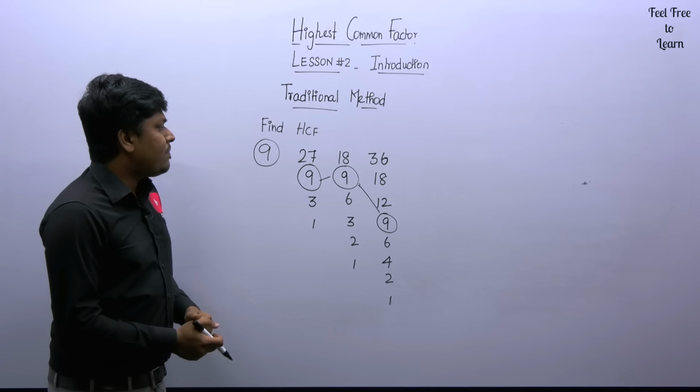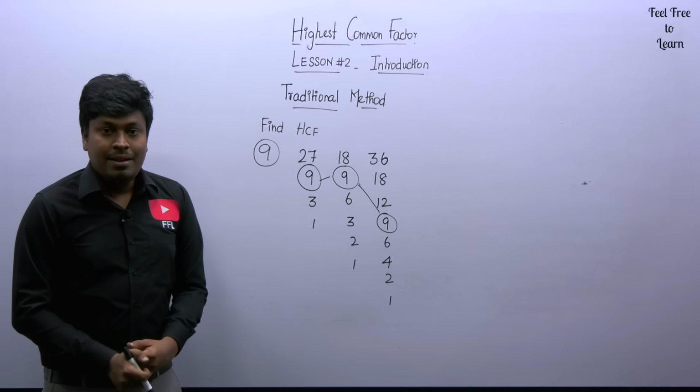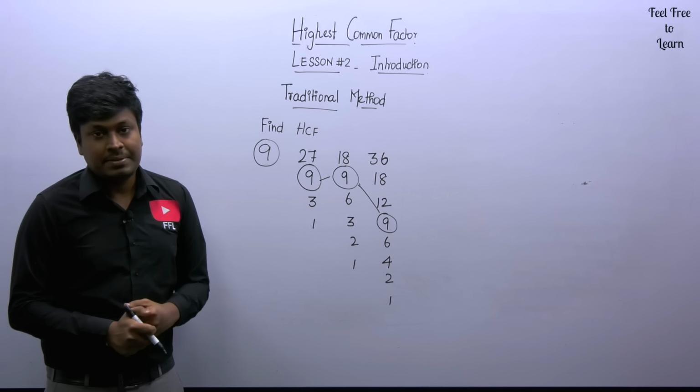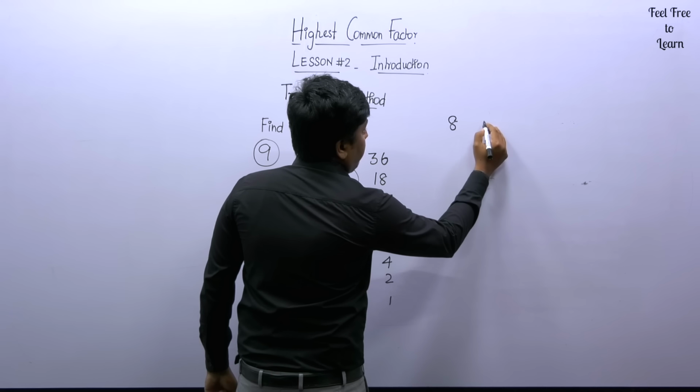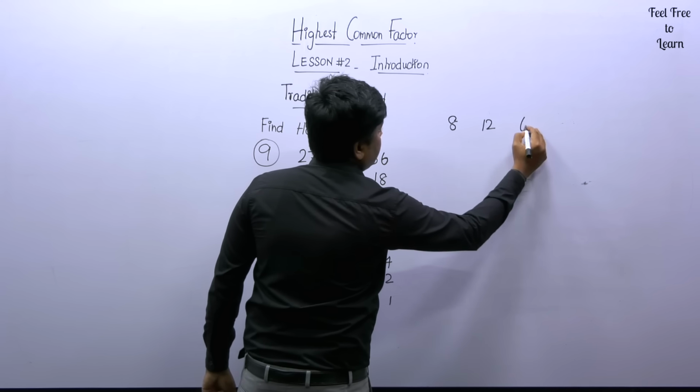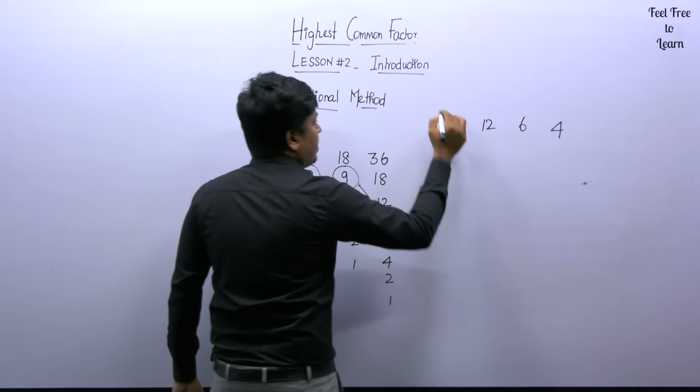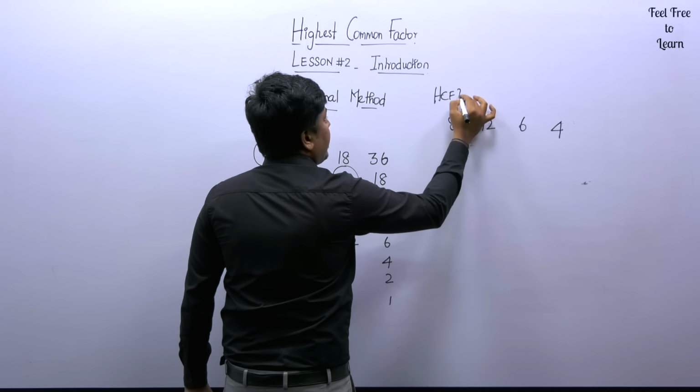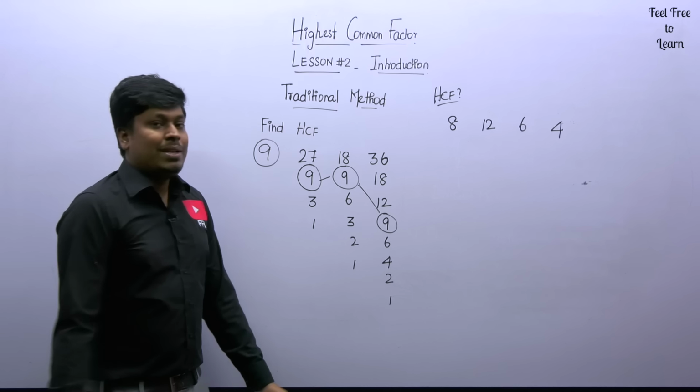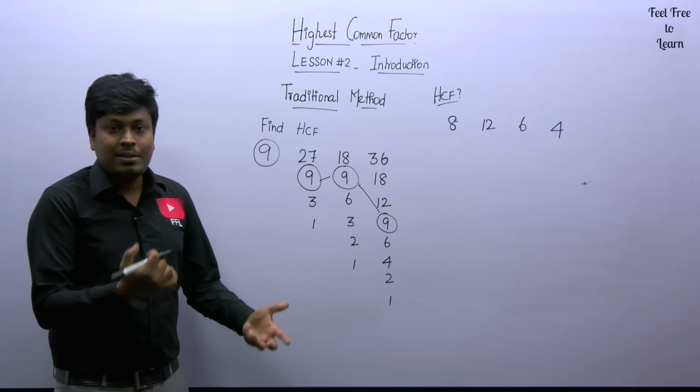So finally, let me take another example and we can try whether we are getting the answer. That is 8, 12, 6 and 4. So got it. Let me take this example and find the HCF for the numbers. So what is the first step? You have to write down all the factors, right?